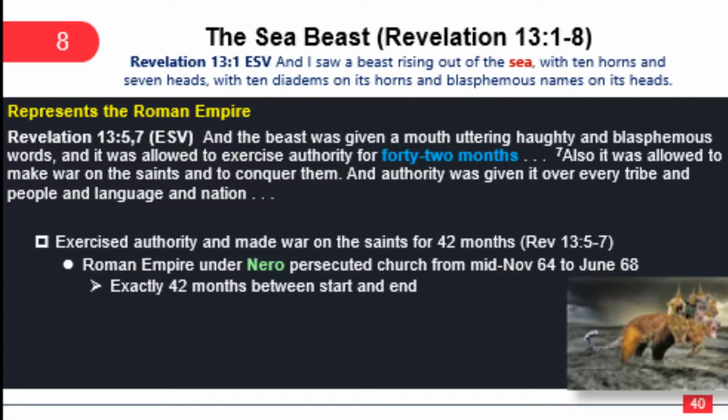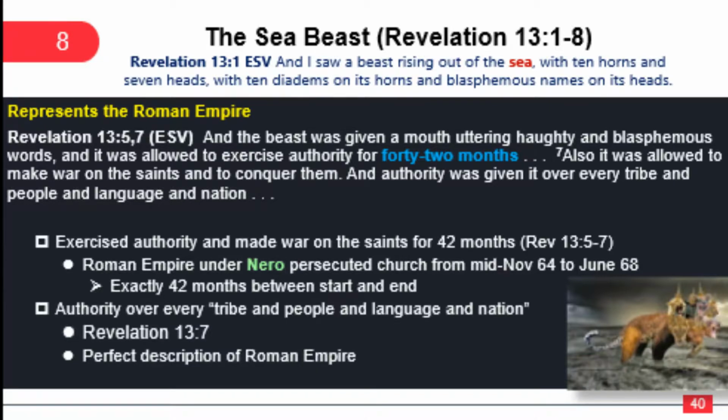Perhaps it can be done, perhaps it cannot be. But the point is for approximately 3.5 years, Nero persecuted the saints. The King James has, he wore out the saints. He made war on the saints, as the ESV has it. And that fits the preterist interpretation here of Revelation just perfectly.